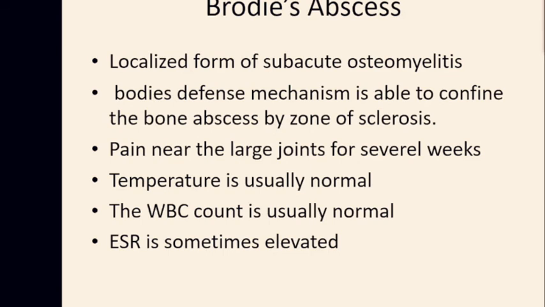Now we'll talk about subacute osteomyelitis. Brodie's abscess is one form of subacute osteomyelitis. As I told you, in this case the organism is less virulent and the host is more powerful. So the host defense mechanism overcomes the bacteria or infective organism, and the infection is limited. The bone abscess is confined by a zone of sclerosis. It doesn't come out of the cortex, go down to the medullary cavity, or go up to the joint. So it is confined.